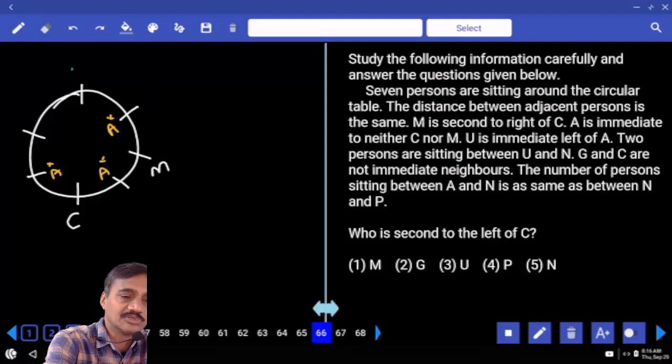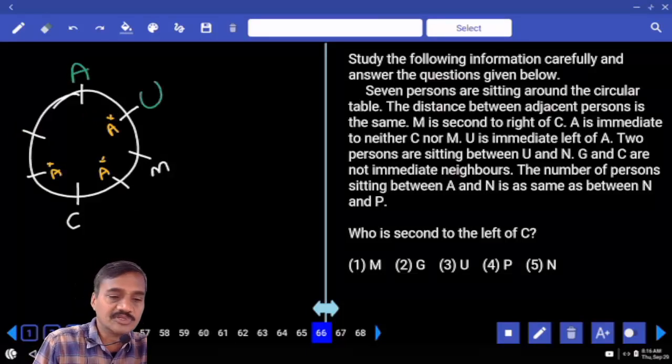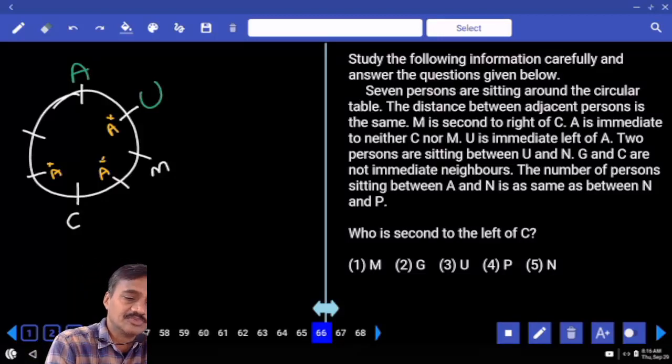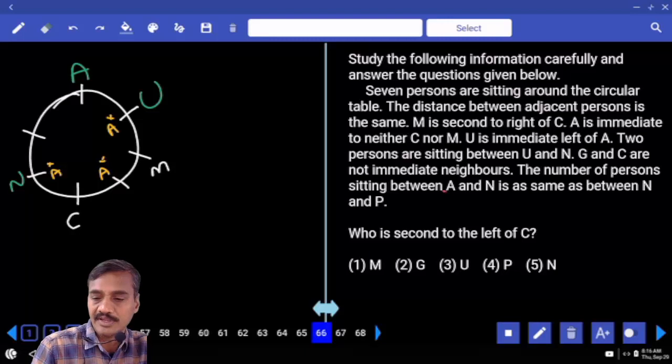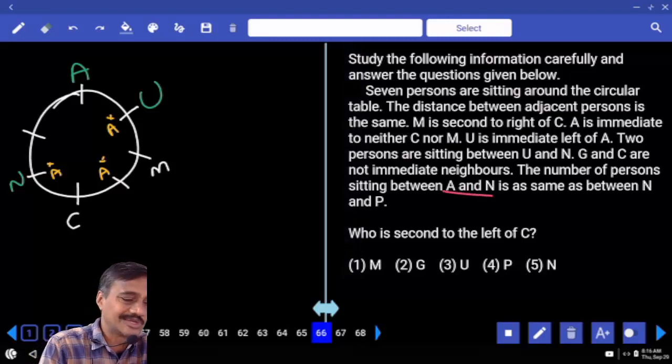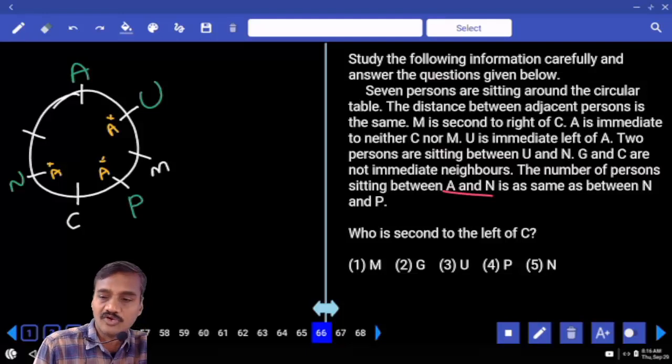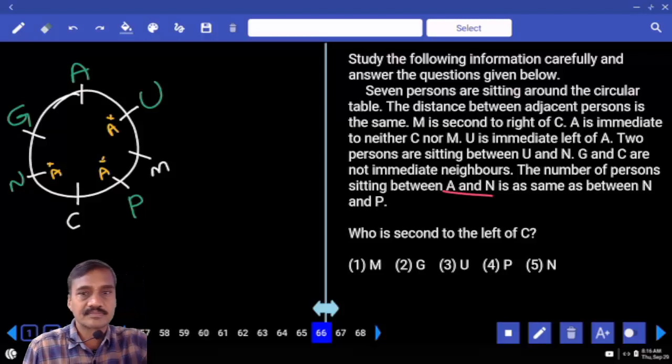Then what is the next possibility we have? A is here and U is here, and 2 persons between U and N. Now 1, 2, N must be here. And number of persons between A and N is 1, and at the same time between N and P there is exactly 1, P must be here. Now who is the person left over? G. G must be at this place.